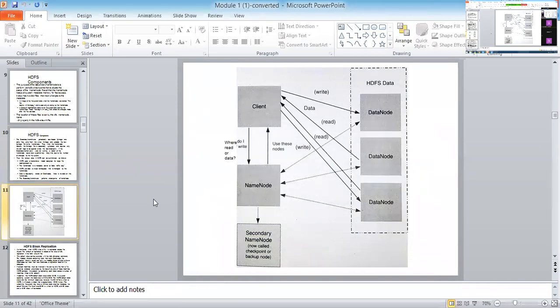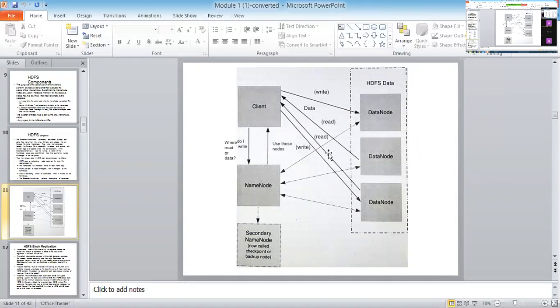As I told you, the client is never going to interact directly. You can see here, the client is never going to interact directly with the data node. For that purpose, first the communication is going to take place between the client and the name node. Once that communication takes place, the name node is going to interact with the data node, and it is going to send the information in terms of blocks. So that is nothing but what people can call a read and write operation.